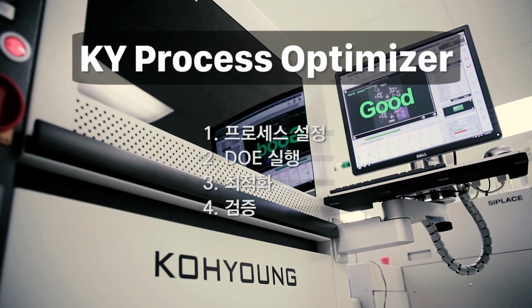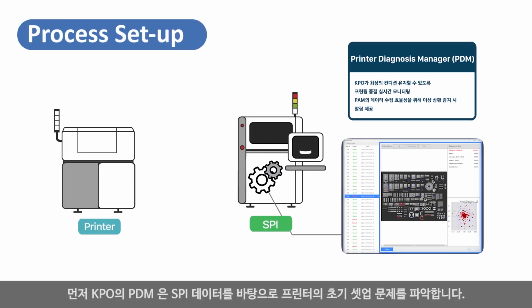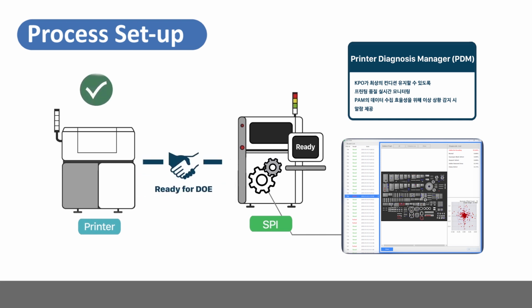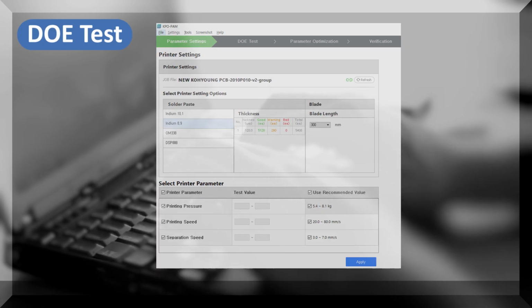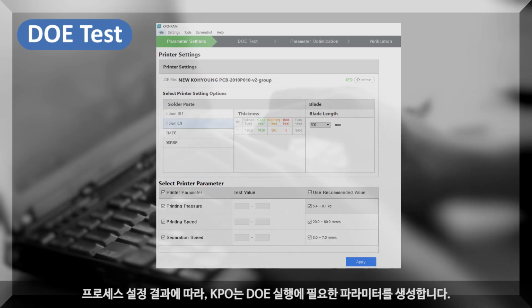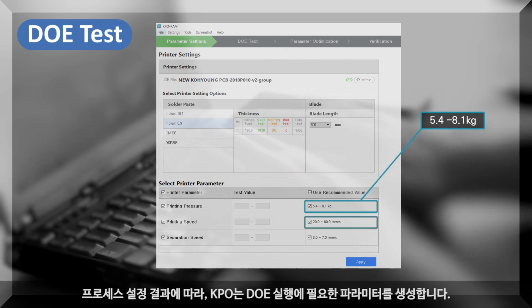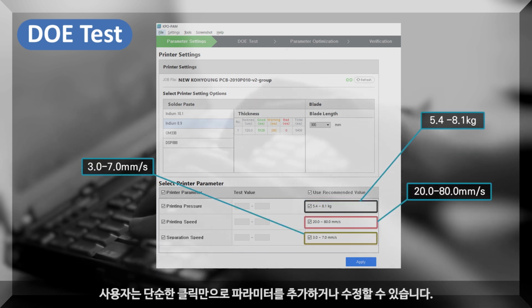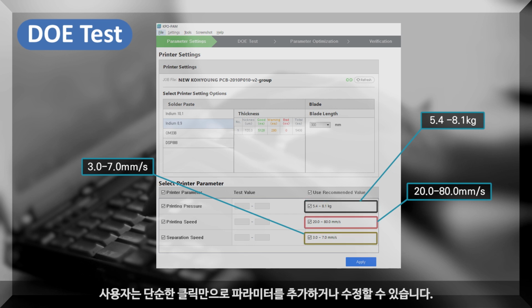How does Koh Young work its magic with KPO? First, the PDM will detect the initial printer SPI setup problems based on SPI data. Based on process setup results, KPO generates necessary parameters to run a DOE. Users can modify parameters with a simple click.